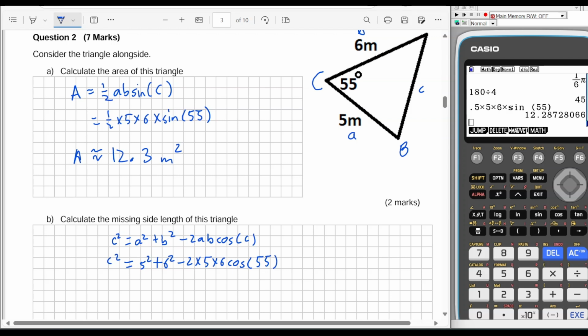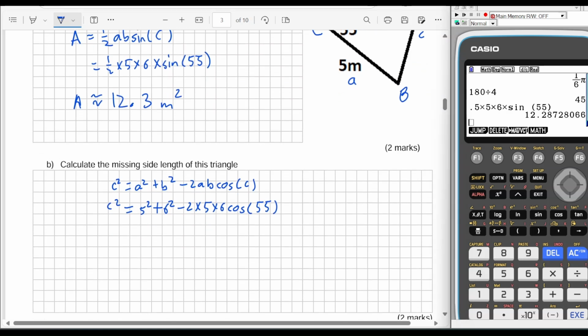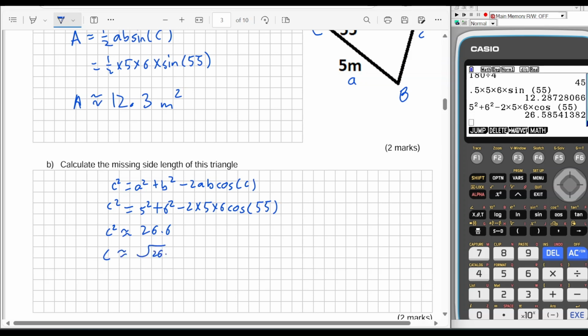That's c squared. We can chuck all that in a calculator. So 5 squared, 6 squared, 2, 5, 6, and cos of 55. Make sure you're in degrees still, not that you would have changed it. c squared is about 26.6. So c would have to be the square root of 26.6. And we can work out what that is. So there we go, 5.16.